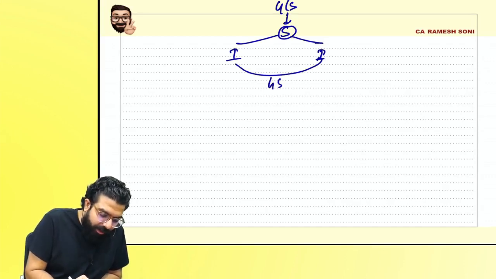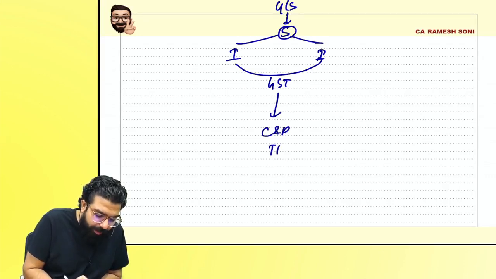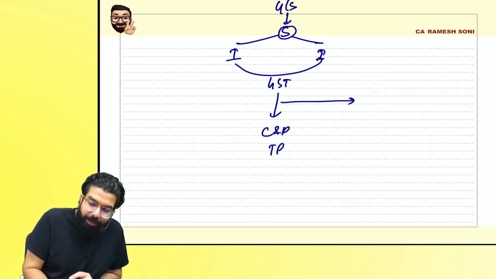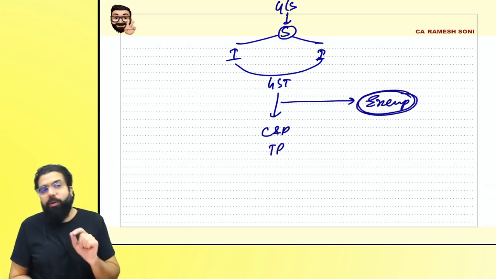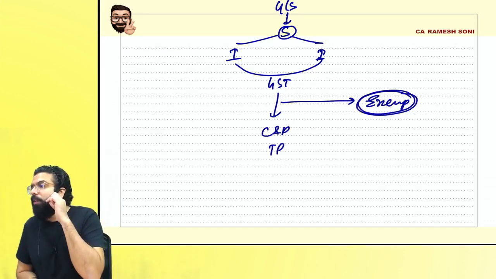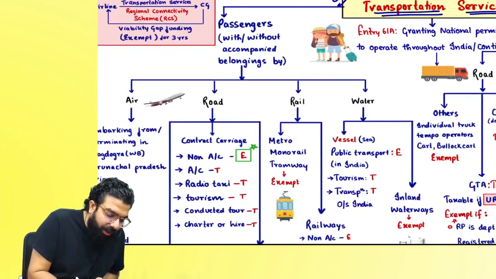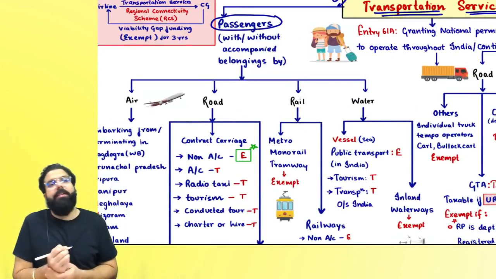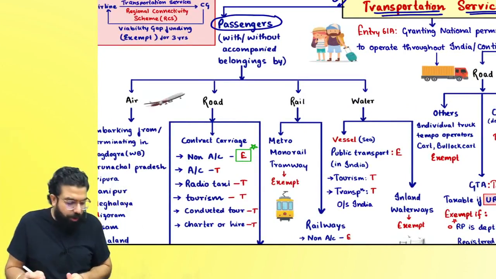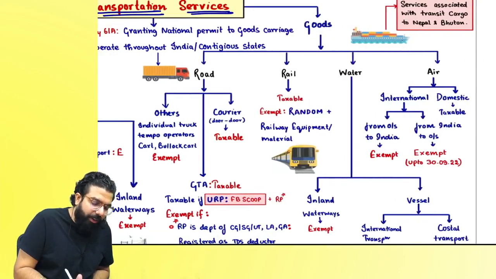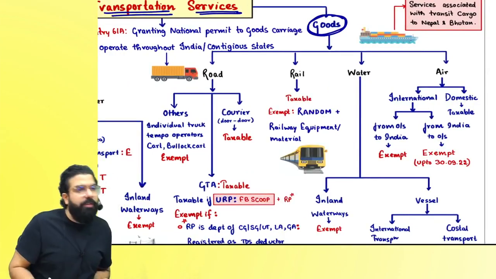Supply can be interstate or intrastate. Inter or intra, GST will be levied. Once GST was levied, GST has to be collected and paid by a taxable person. In between, government goes ahead and gives exemption by notification. And today we are going to read all the exemptions which are relating to transportation. Transportation related, government have given exemption for passenger transportation also, and government have given exemption with respect to goods transportation also.